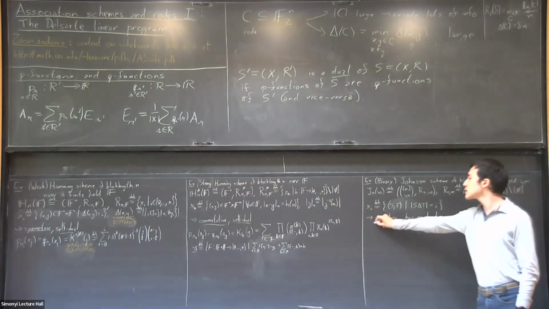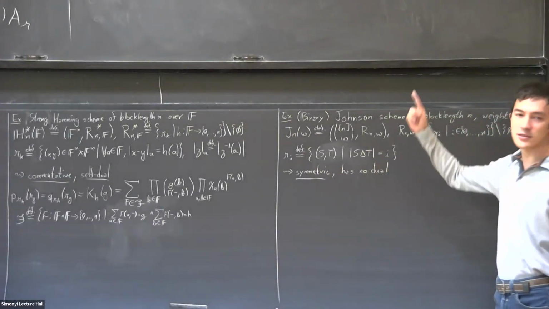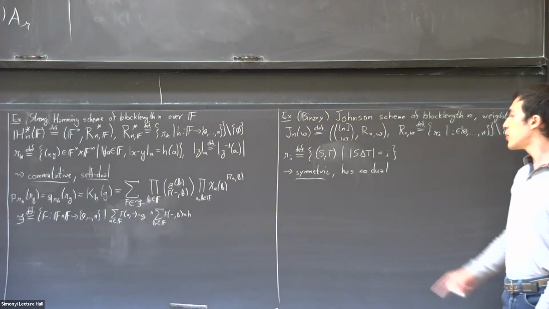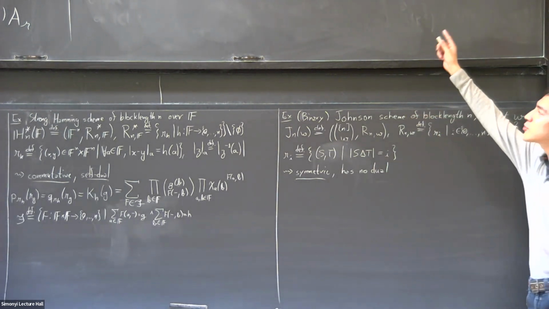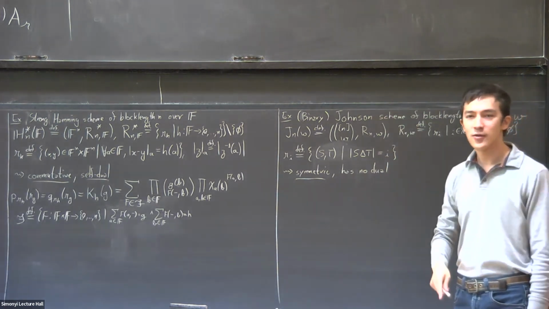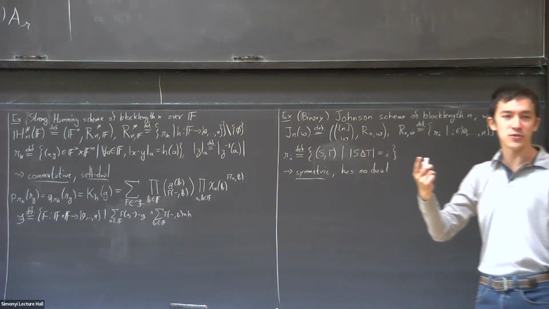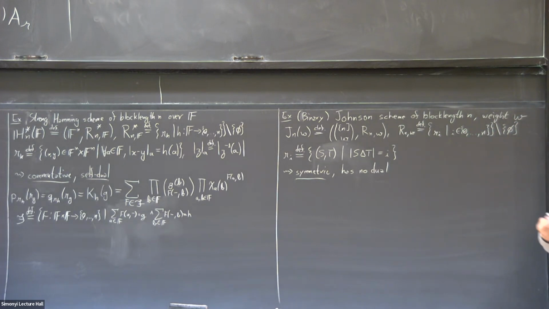This is very easy to see that it's symmetric, just because symmetric difference is a symmetric thing, but it has no dual. Now, proving that it has no dual is you do the computations and you see that what was supposed to be the intersection numbers of the dual is not even an integer, so it certainly has no dual.